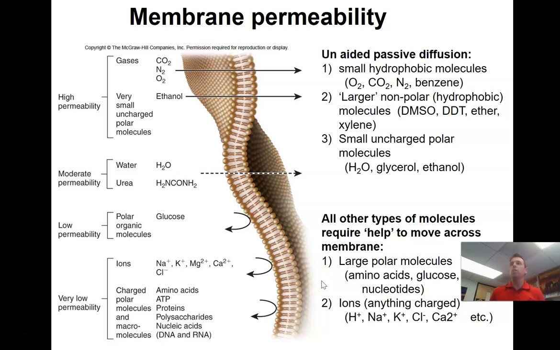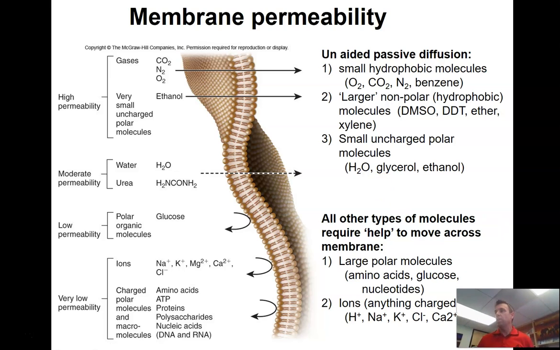So again, in quick summary, first is small nonpolar, then you have larger nonpolar, then you have small uncharged, then you have larger polar uncharged, and then you have ions, anything with a charge, and obviously things like DNA, RNA, and those larger charged molecules like proteins, they don't get through at all because not only do they have a charge, they're also huge.